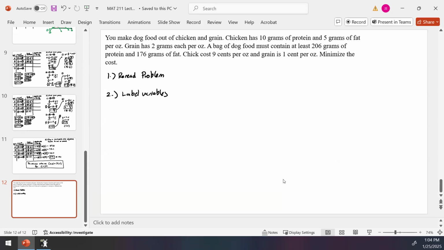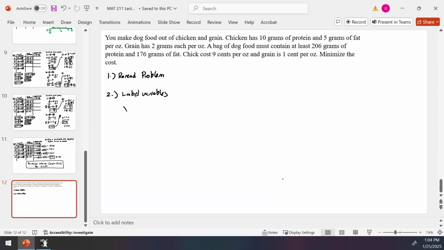So the thing that we're trying to optimize here is cost. We want this to be as cheap as possible. So what is constructing the cost? What makes up the cost? It's how many ounces of each that you use. Not the protein and not the fat content, but rather how much of each you're using.